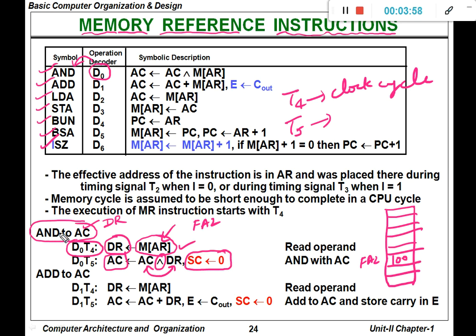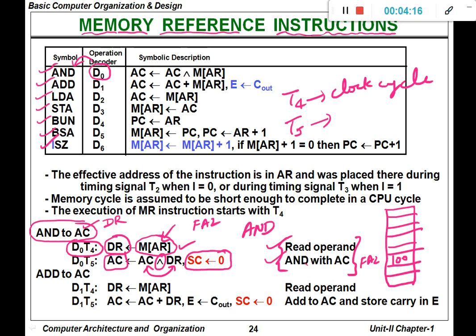So even though it is a single AND operation, it requires 2 micro operations. What are the 2 micro operations? The first one is read operand. The second one is perform the AND with accumulator register.